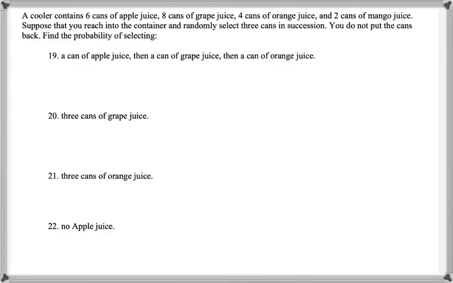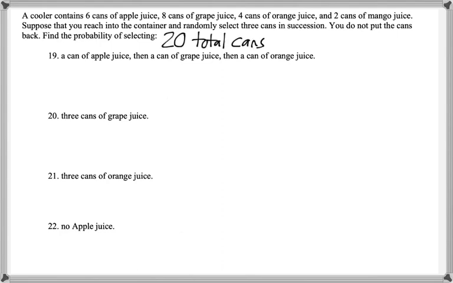A cooler contains 6 cans of apple juice, 8 cans of grape juice, 4 cans of orange juice, and 2 cans of mango juice. Suppose that you reach into the container and randomly select 3 cans in succession. You do not put the cans back. Find the probability of selecting a can of apple juice, then a can of grape juice, then a can of orange juice.